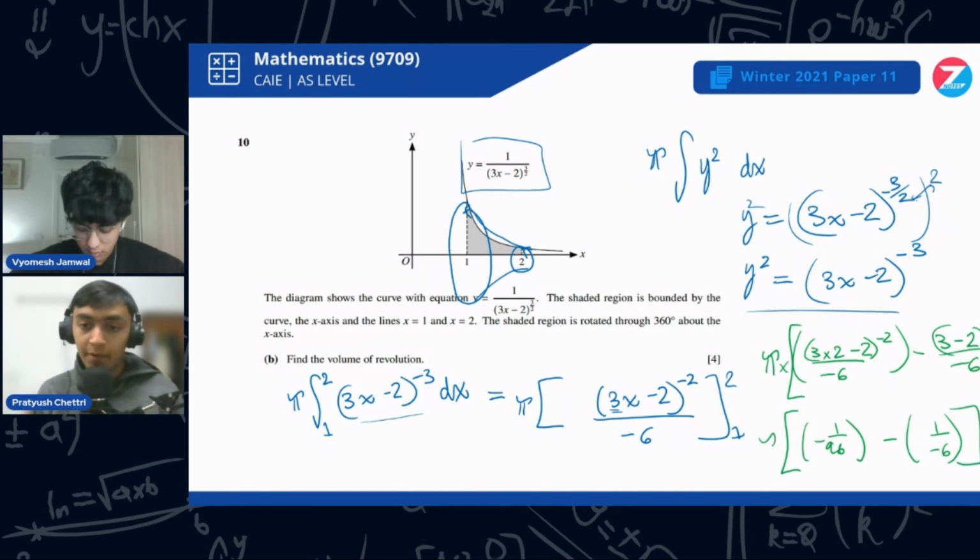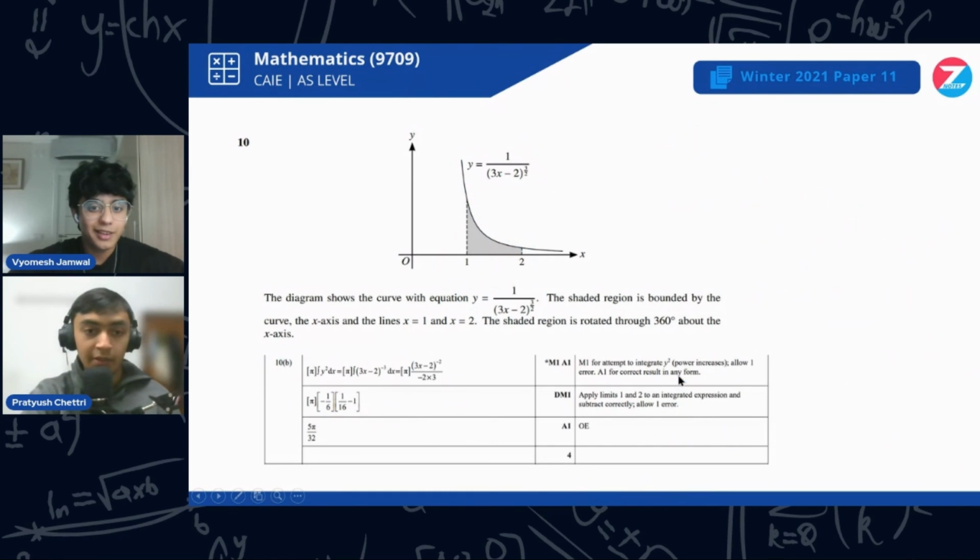Times pi, which will give me 1 by 96 plus 1 by 6, which is 5 by 32 pi. Which seems like an odd answer, but it is correct, I think.